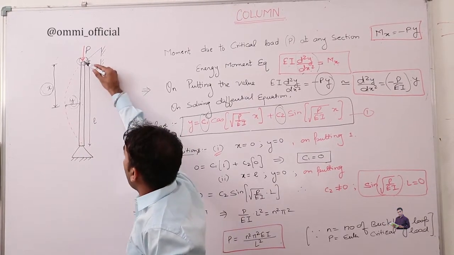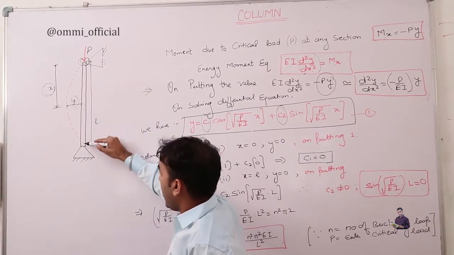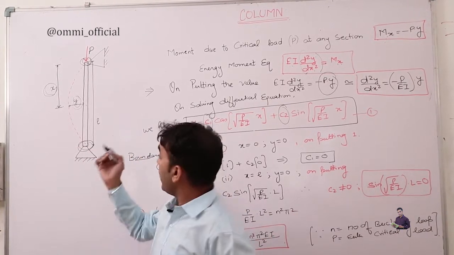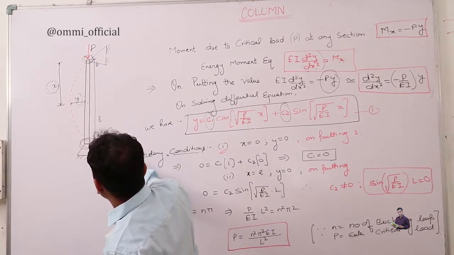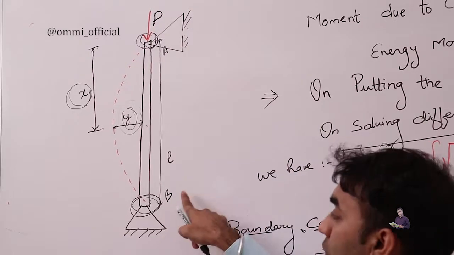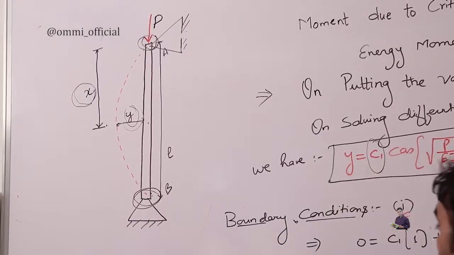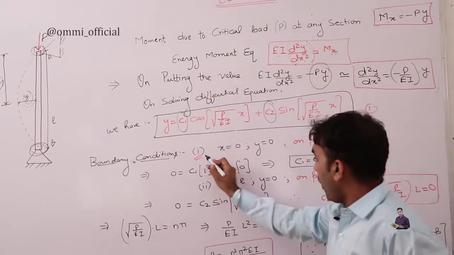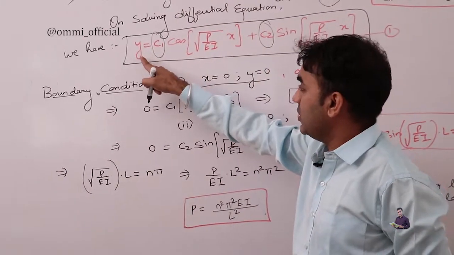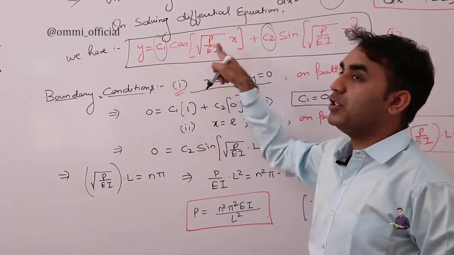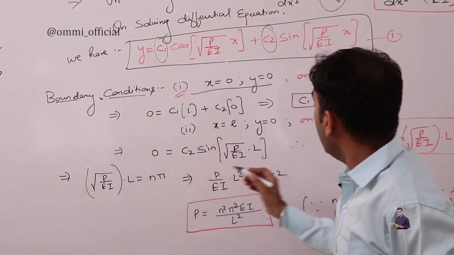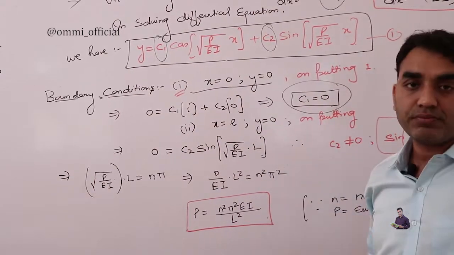And if x is equal to L, here again y is equal to 0. If I name the ends A and B, at A x is 0 and y is 0, and at B x is L and y is also equal to 0. So I have mentioned two boundary conditions. Boundary condition number 1: x is 0, y is 0. If I put it in this equation, 0 equals C1 cos 0, which is always 1, plus C2 sin 0, which is 0, meaning C1 gives the value of 0.